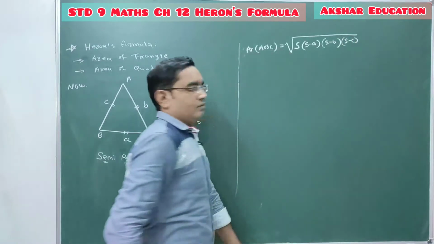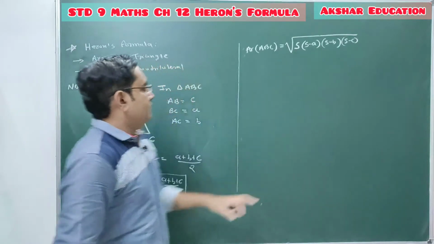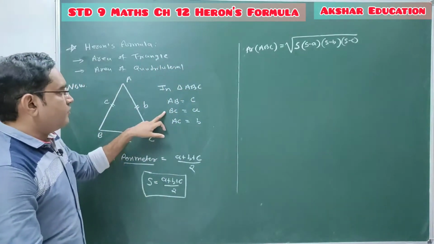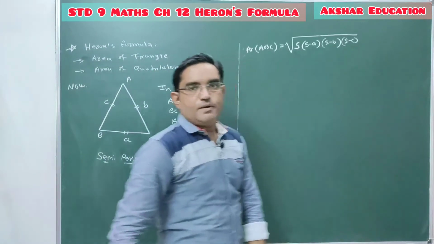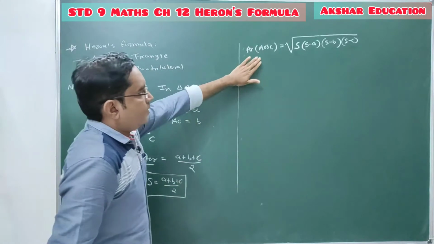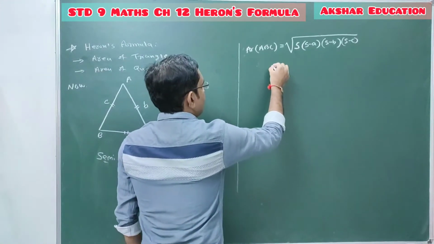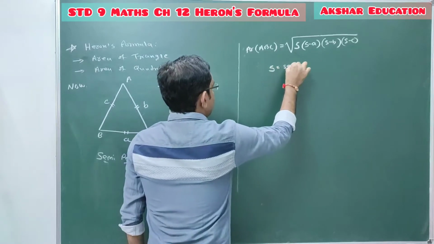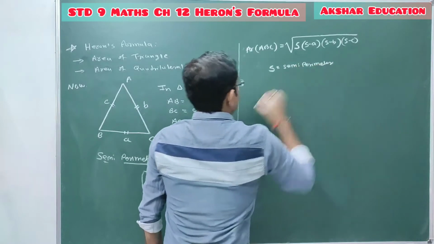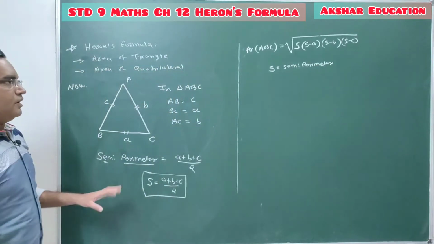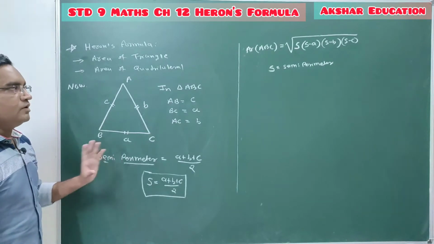The product of these four terms. The four terms are the semi-perimeter; the semi-perimeter minus a, that means the semi-perimeter minus the measure of one side; the semi-perimeter minus the measure of the second side; and the semi-perimeter minus the measure of the third side. This is nothing but Heron's formula, where s is known as the semi-perimeter. Clear, students? Now pause the video and we will do some sums based on this Heron's formula.